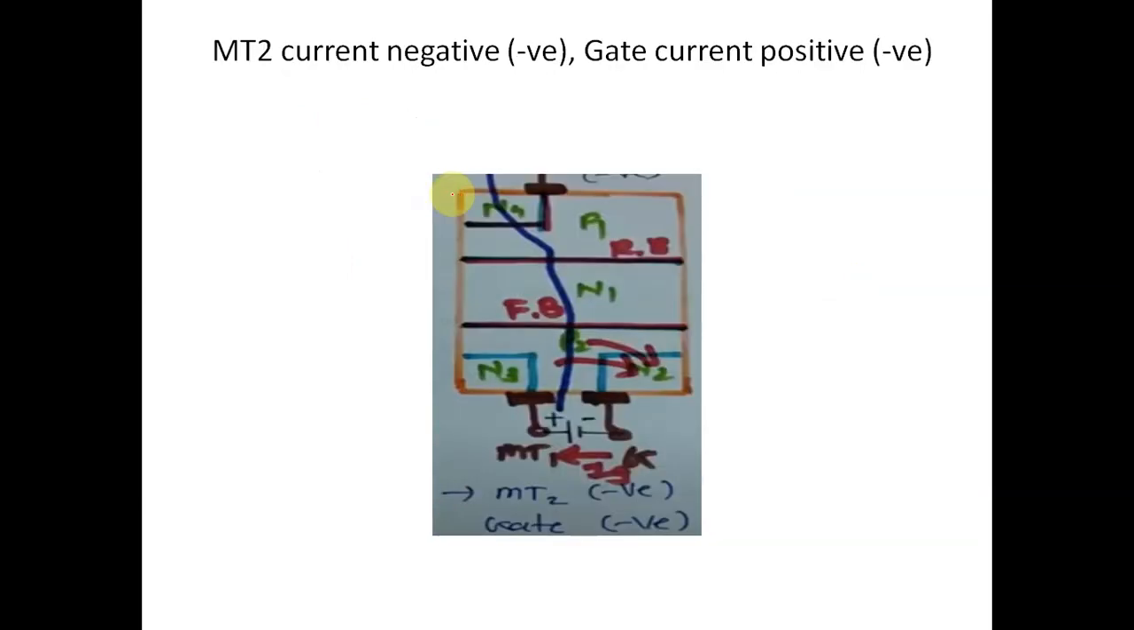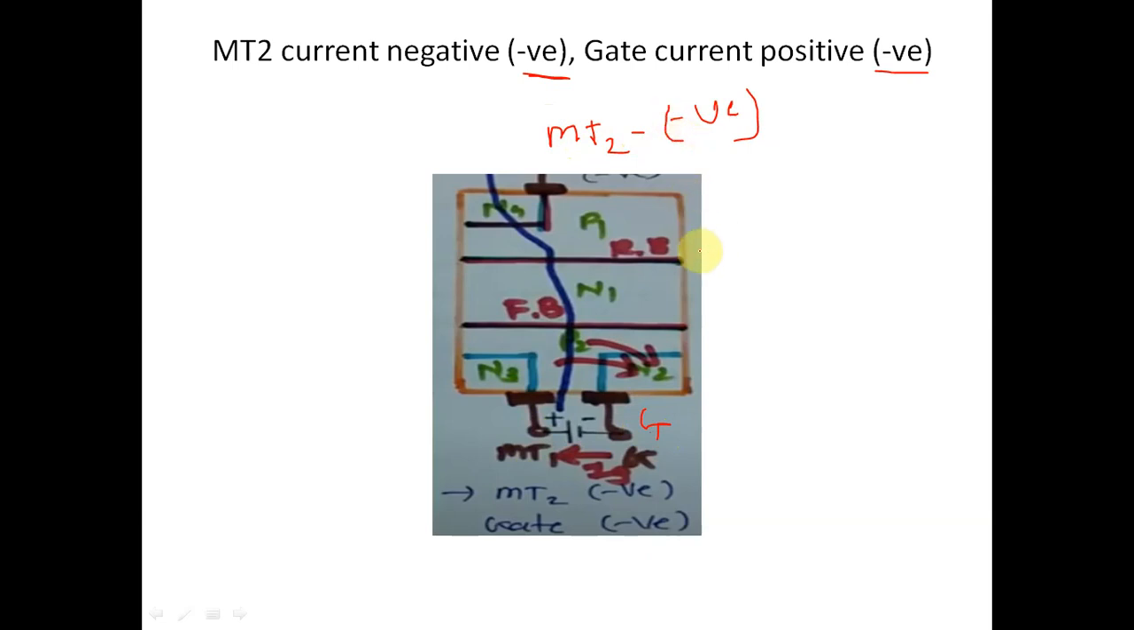Now in mode third, MT2 current is negative. Look here, this MT2 current is negative and gate current is also negative. So the negative terminal of the battery is connected to the gate and the positive terminal of the battery is applied to MT1, and this MT2 terminal is also negative.